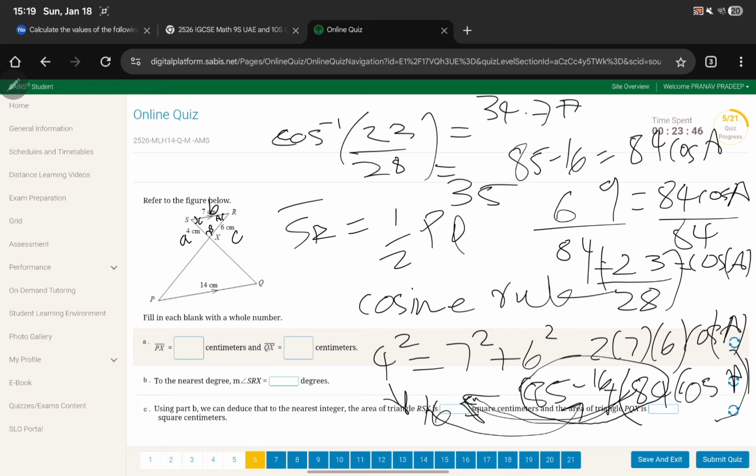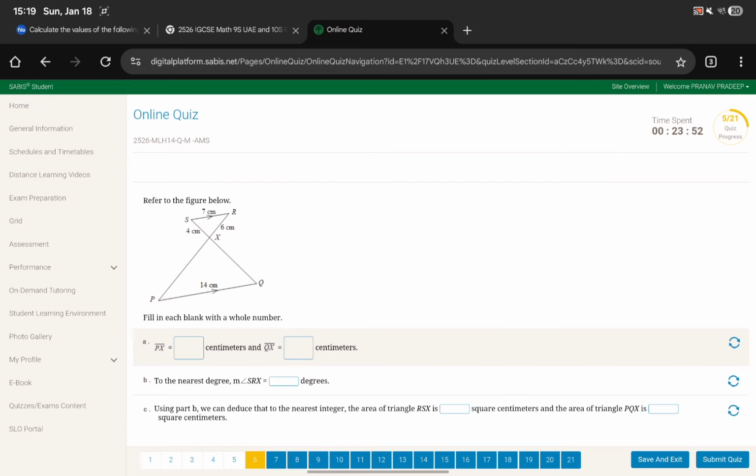Yeah, 35. Okay, now using part B, you can deduce the area to the nearest whole number. Area is so easy. You guys should know the formulas by now. It's half of one side times the other side times sine of the angle in between. So let's take SRX.